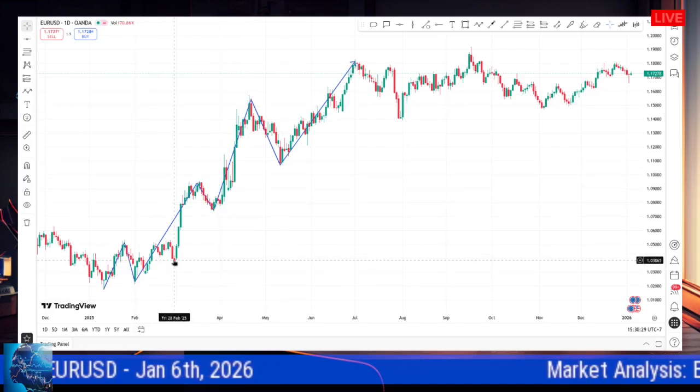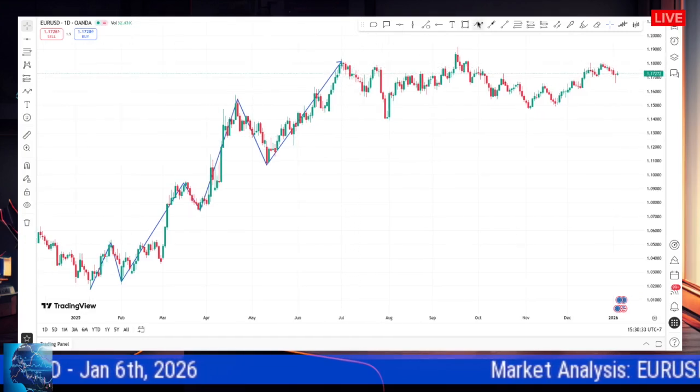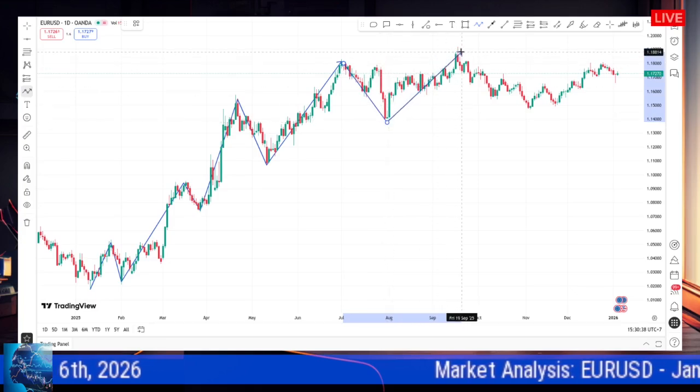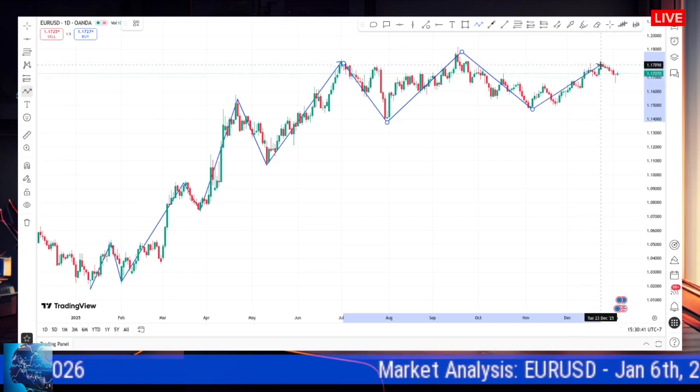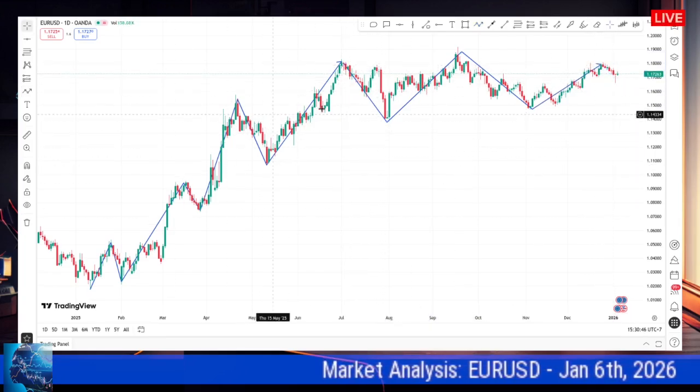But notice what happened after July. The momentum starts to slow down, price stops trending and begins to move sideways, forming a consolidation range. This shift is important because it tells us the market is transitioning from trend to balance.